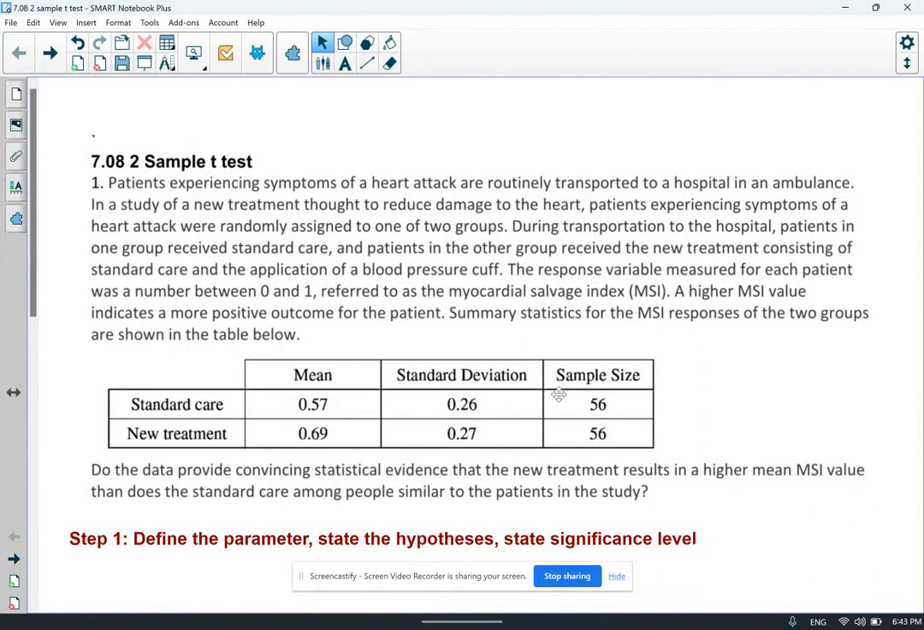Hello, this is Sandy Pullen for lesson 7.08 on the two-sample t-test. We're going to go over in this video example 1.